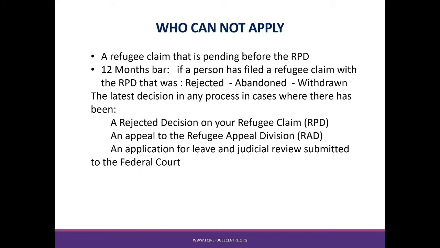But if the RPD claim was rejected, abandoned, or withdrawn, it's not possible to do an application within the 12 months, only if you have family, children here in Canada, it doesn't matter if they are Canadian citizens, or if you have a serious medical condition that will be seriously impacted by your removal from Canada. The latest decision, in any process, is a rejected decision of your refugee claim by the refugee hearing.